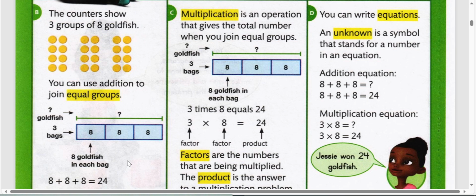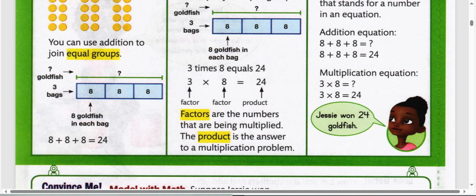Or you can use another method: multiplication is an operation that gives you the total number when you join equal groups. We have 3 groups, and in each one we have 8. So 3 times 8 equals 24. 3 is a factor and 8 is a factor because 24 can be divided by 3 and also by 8. Then 3 and 8 we call the factors, and 24 is the product. 24 is also a multiple of the numbers that are being multiplied.